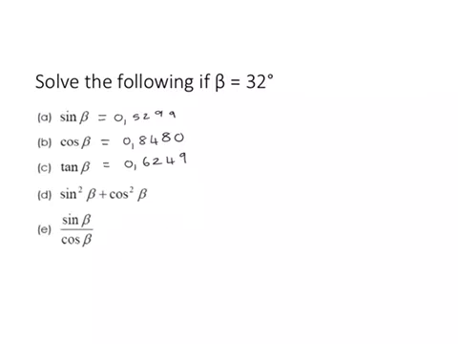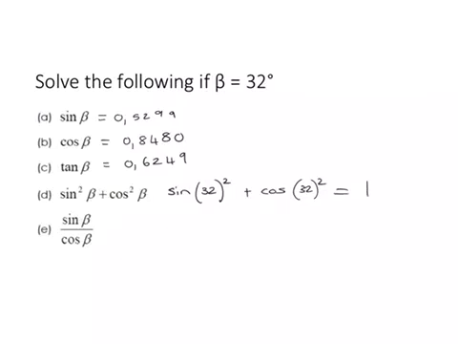Then I want you to type in your calculator sine squared beta plus cos squared beta. So now sine 32. Your calculator will automatically open up sine and then a bracket 32 degrees. You then put the square on the outside. And then you add cos, and it opens up a bracket 32, and then you put the squared on the outside. And that should give you an answer of 1.